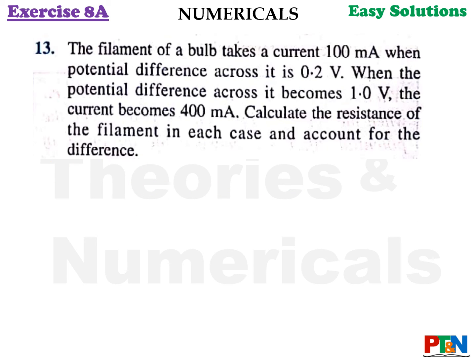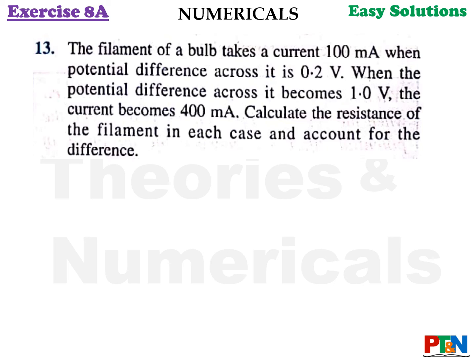Next one, the last numerical of the exercise. The filament of a bulb takes 100 milliampere when the potential difference across it is 0.2 volt, and when the potential difference across it becomes 1 volt, the current becomes 400 milliampere. You need to calculate the resistance of the filament in each case, and account for the difference.